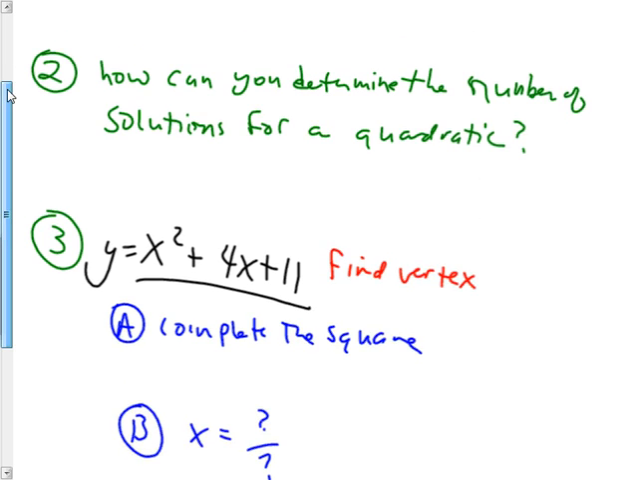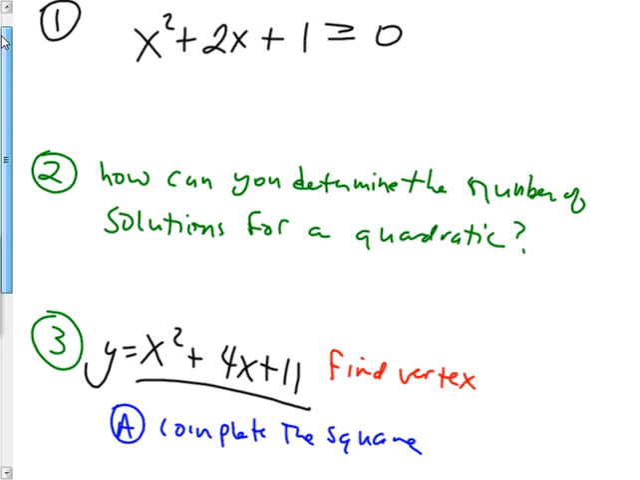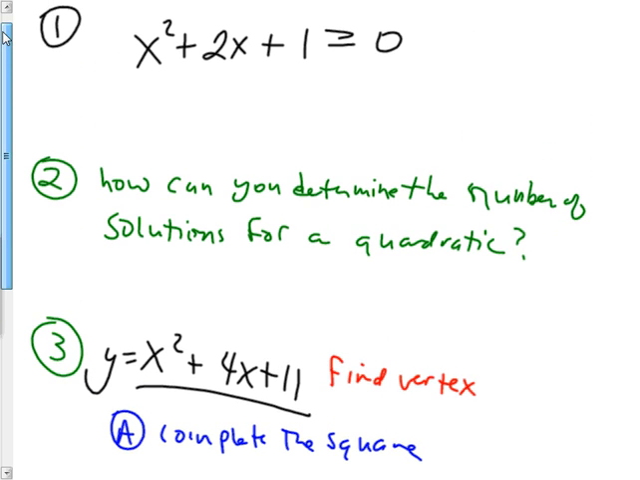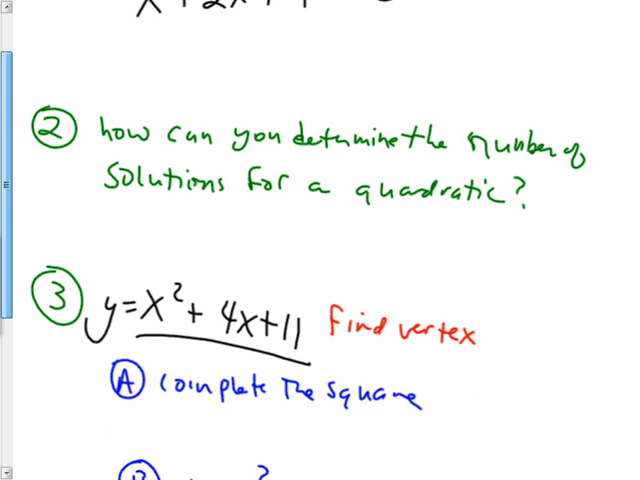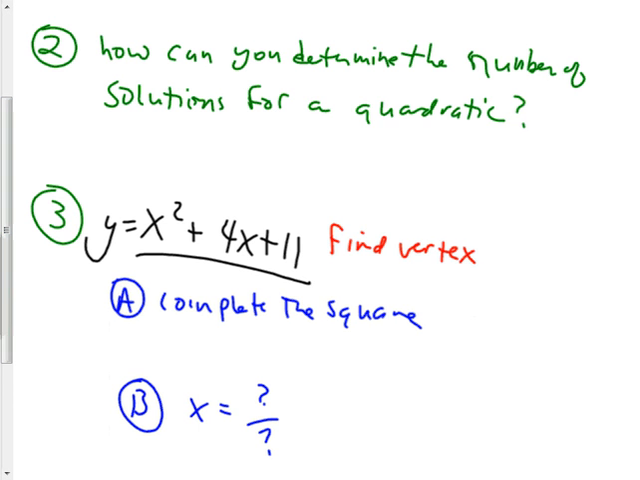All right, so I'm going to leave this. Copy number 1 down real quick and get going on it. X squared plus 2x plus 1 greater than or equal to 0. And now I'm going to leave it like this. I'm going to give you about 5 minutes to work. This is going to get graded and put into the 15% category. Yes, sir.